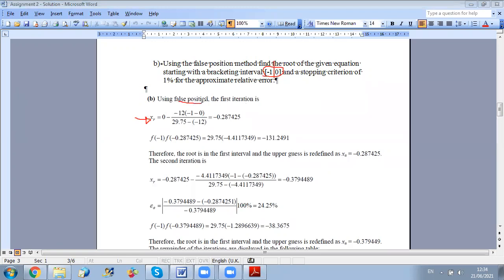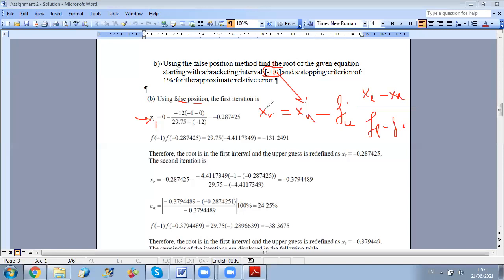For the false position method, the formula is XR equal to X upper, which here is 0, minus F upper times X lower minus X upper, over F lower minus F upper. So you compute F at 0 and replace it here. You can get the corresponding value of your first estimate, XR at stage 1.